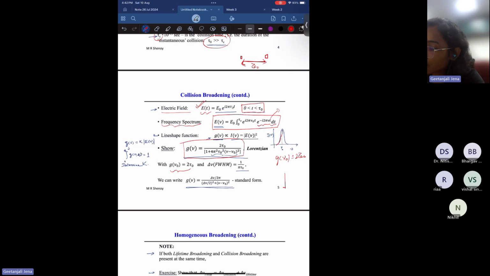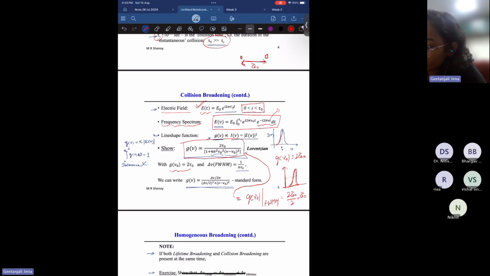Let's say we have g of nu as this. Then what can you do to find out the line width? You just have to find the value around the full width half maximum. So g of nu 0 around the full width half maximum is 2 tau 0 divided by 2, which is tau 0. And what you have to do is equate it with this expression.